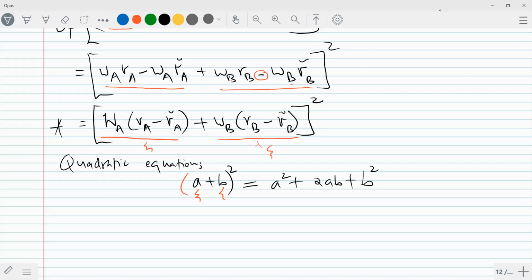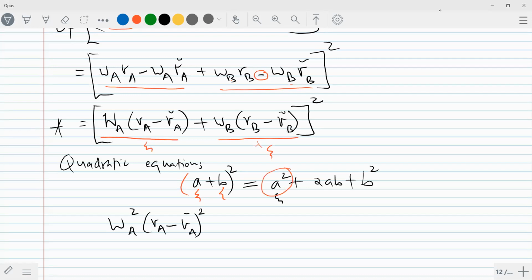So we just open the brackets. Therefore, we end up with A squared, because it's A squared. This is the first part of the equation: weight A, return of A, minus the mean return of A, all squared. So we're done with the first part of the equation here.